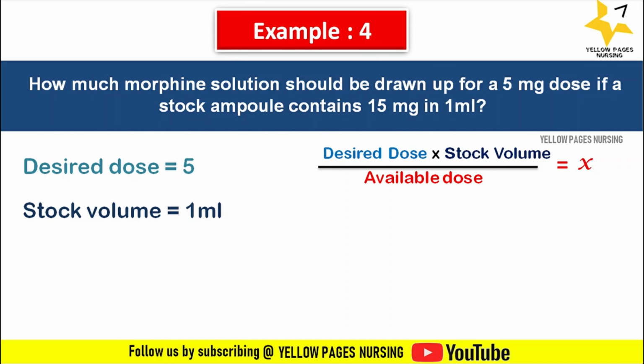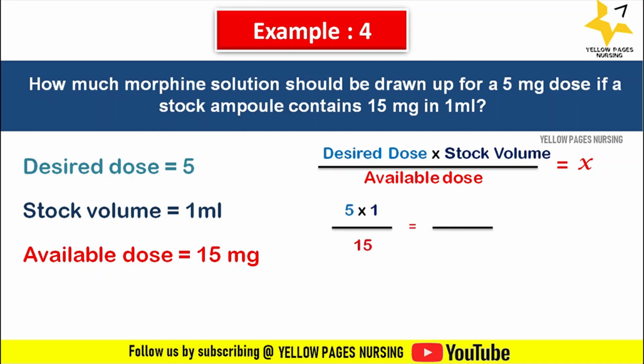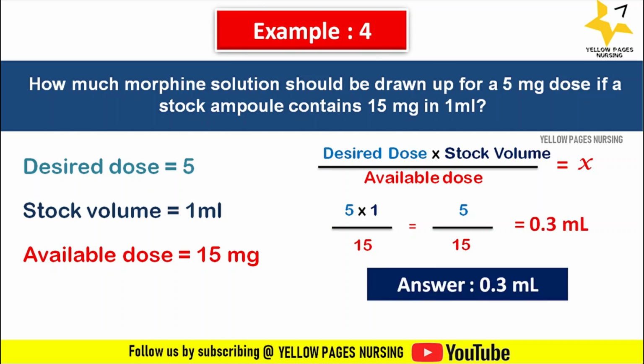That is, the morphine ampule available in hand contains 1 ml, and hence it becomes the stock volume. Available dose will be 15 mg, that is 1 ml of the ampule contains 15 mg of morphine in it, and hence it becomes the available dose. So applying all in the formula, we get 5 multiplied by 1 divided by 15, which gives 5 by 15, that is 0.3, and hence the volume to be given will be 0.3 ml of morphine.